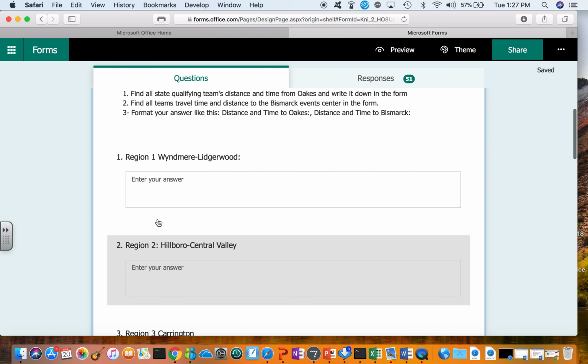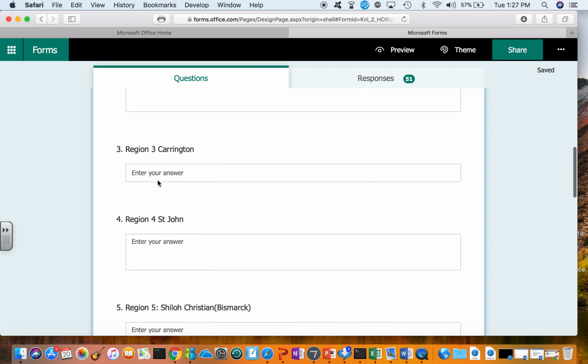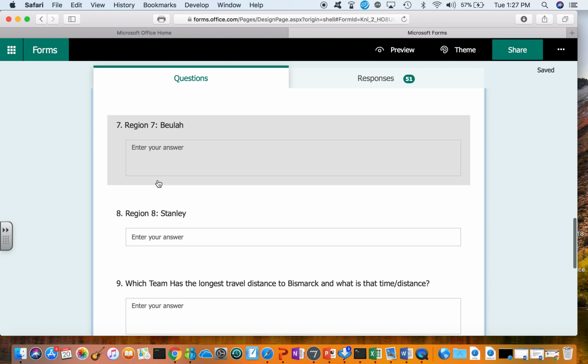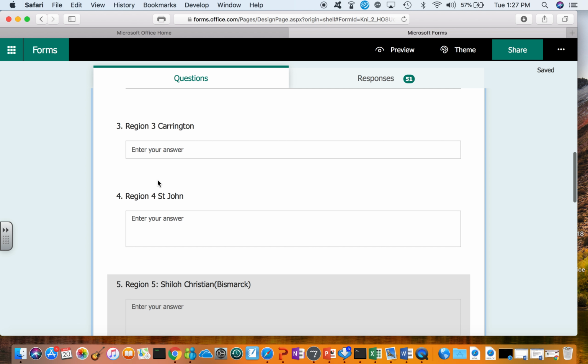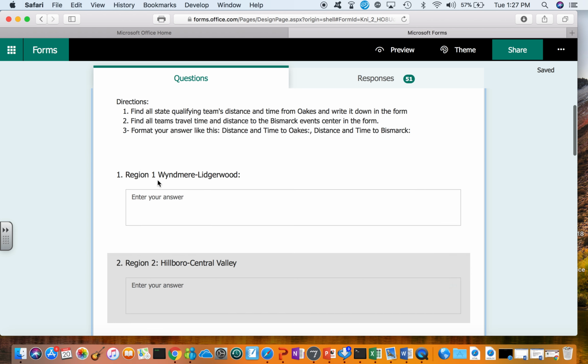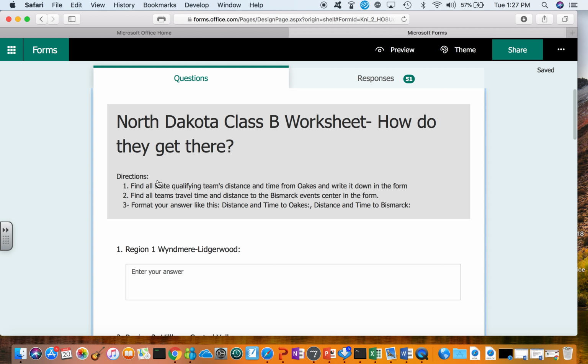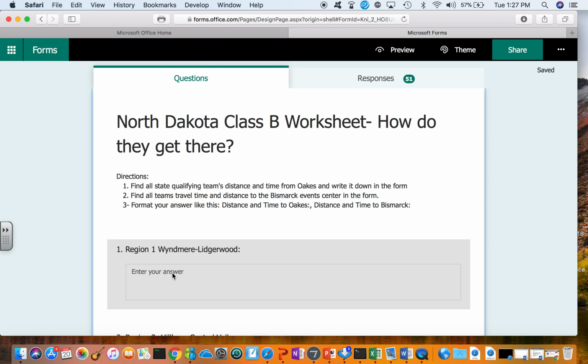Right here are all the region tournament teams. So you have Region 1 through Region 8. These are all the teams playing in the state tournament. If you follow your directions, what it says is find all the state qualifying teams' distance and time from Oaks and write them down on the form. That would be this form.